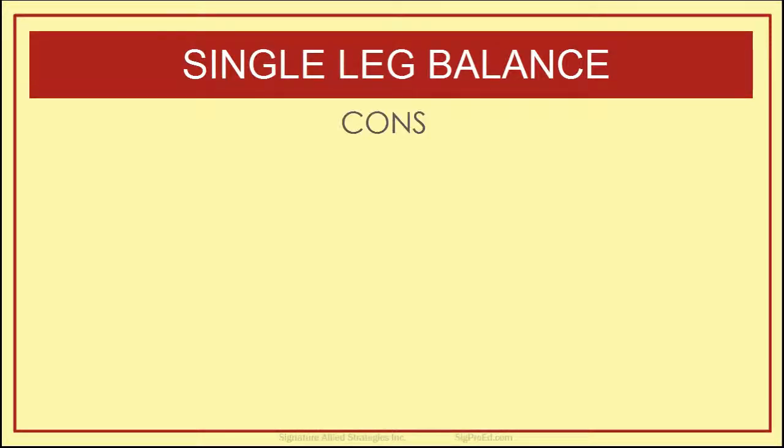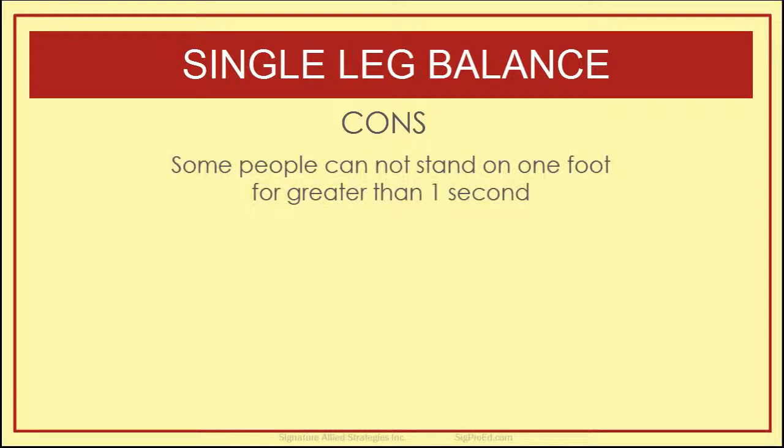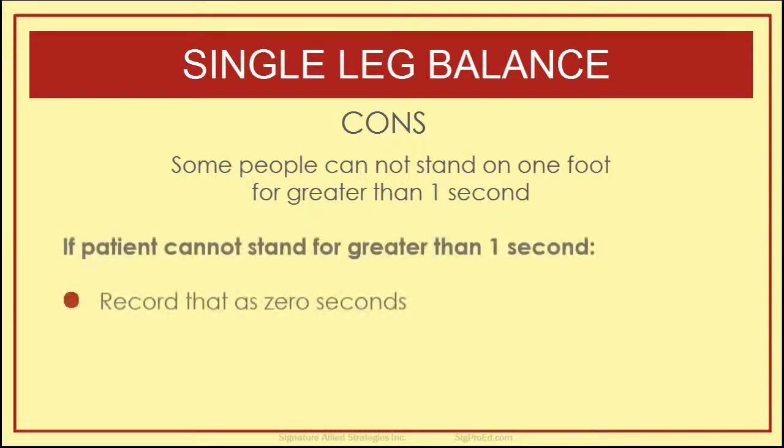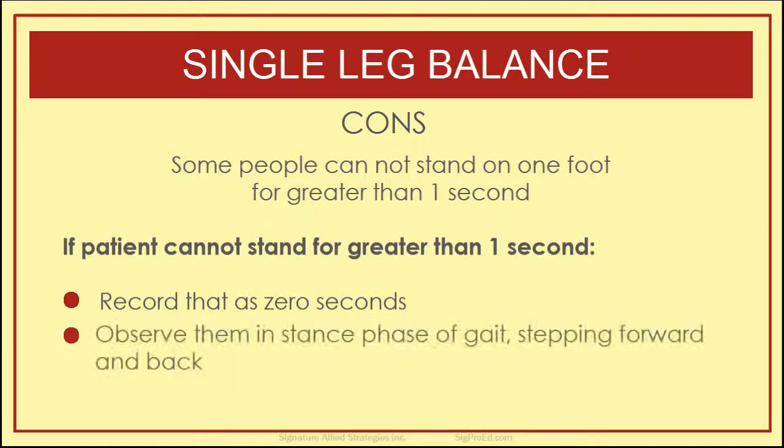And here's the downside to the single leg balance. Some people cannot stand on one foot for greater than 1 second. Again, if a patient is over 80 years old, we would expect that. So if a patient cannot stand on one foot for greater than 1 second, you're going to record that measure as 0 seconds, and you're going to be able to observe them, if they are ambulators, by looking at how they perform the single leg stance phase of gait.